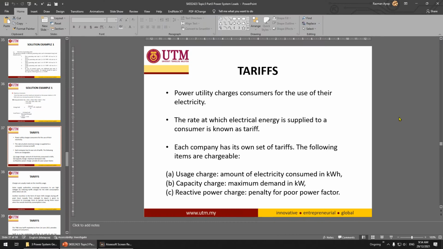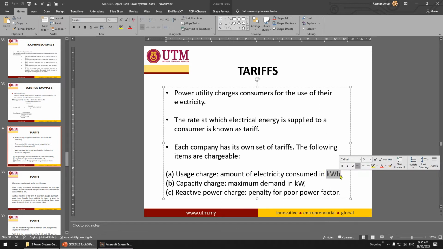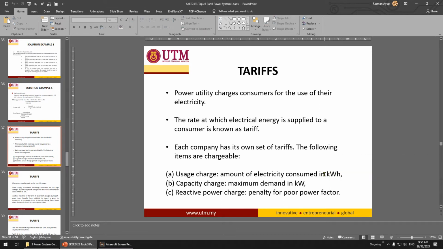So we continue with tariff. What is tariff? Power duty charged to the customer for use of the electricity. The rate at which electrical energy is supplied to the customer is known as tariff. Each company has its own set of tariffs, following these items. Usually the usage charge is the amount of electricity used in kilowatt hour. Kilowatt is power, kilowatt hour is energy.